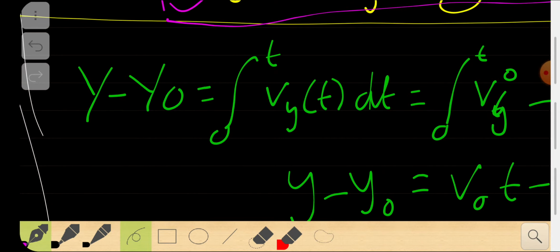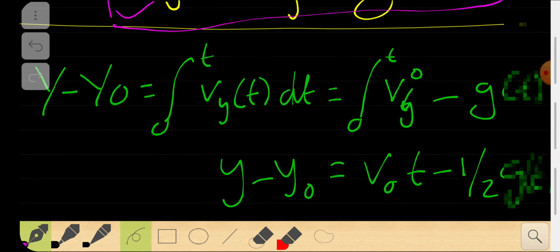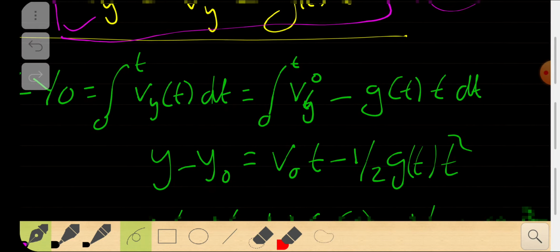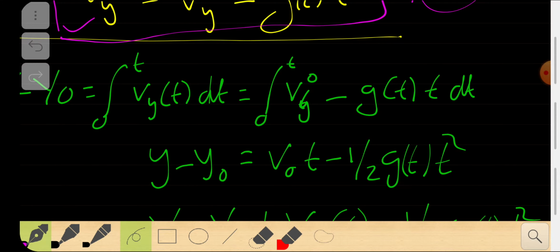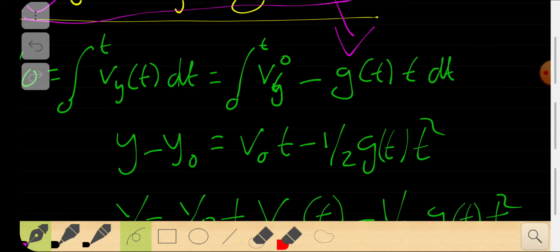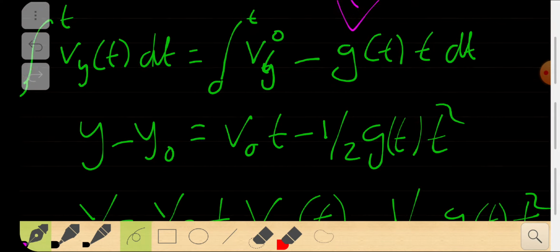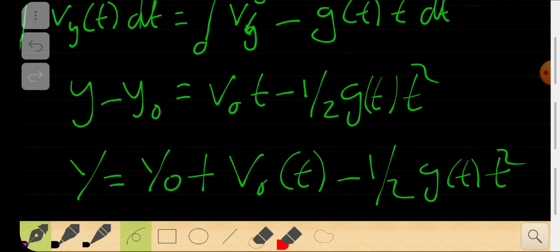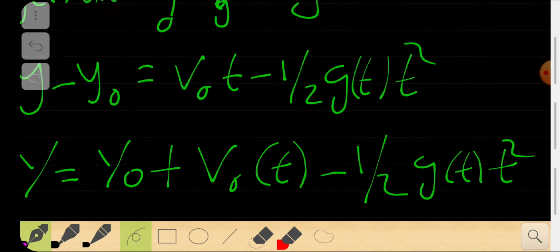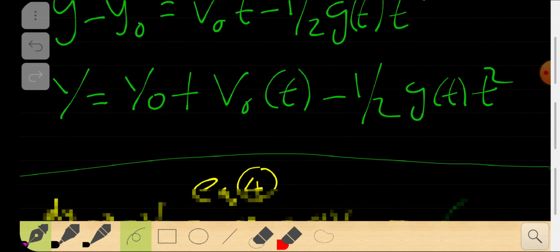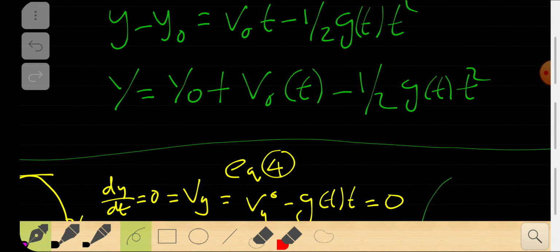So y minus y0 will be the integral of vy(t) dt, right? So that will be the position. That is the integral from 0 to t. Substitute this back into this equation and you get the integral of (vy0 minus g t) dt. When you integrate that within the limit 0 to t, you get y minus y0 is equal to v0 t minus half g t squared. So that means we get back the equation of motion.